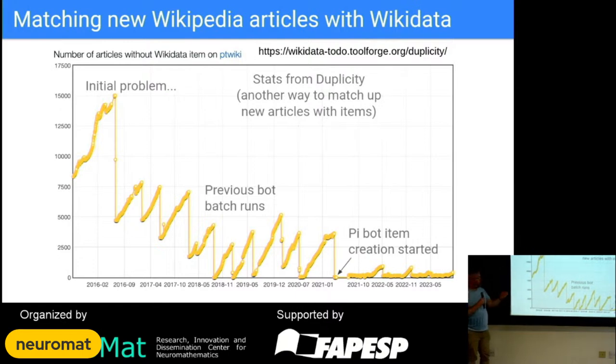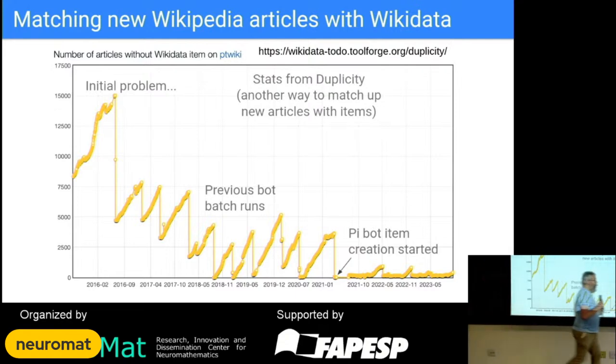Every time the bot gets an item deleted or nominated for deletion on Wikidata or reverted, I get an email. So I can keep track of how many times it's screwing up, which doesn't seem to be too many. I get two or three emails per day, which when you're dealing with these kinds of numbers, is quite good.